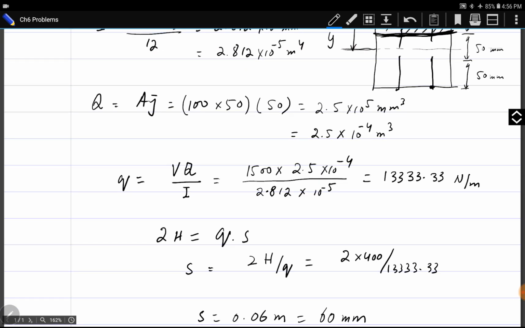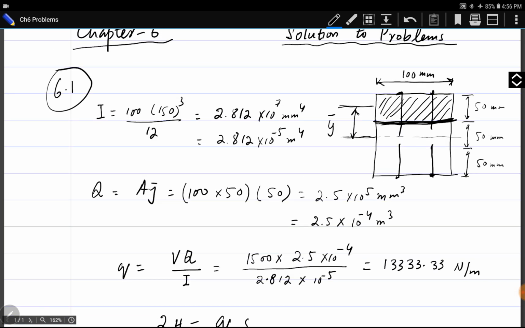And then to find small q, we need VQ over I. We can calculate capital Q and I using their expressions, and it was very easy. Just remember that for capital Q, the first moment of area has to be found for the area which is above the horizontal force. Horizontal force exists at the interface of the two planks, two wooden boards.